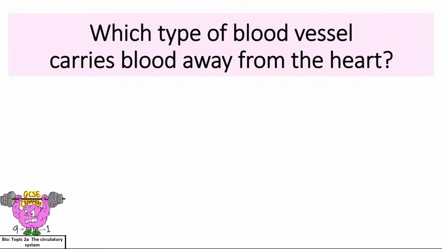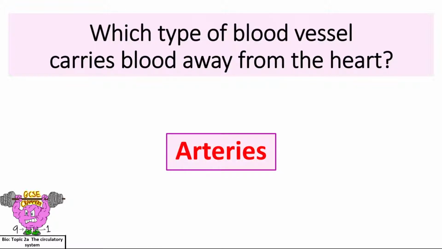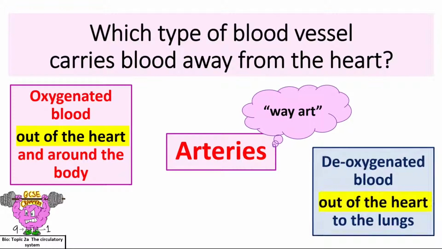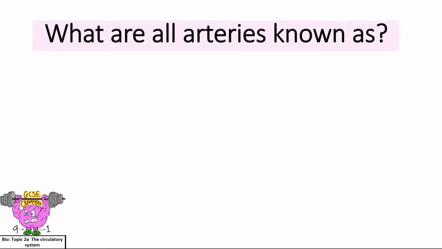Which type of blood vessel carries blood away from the heart? Arteries. Remember, arteries are the way out. Arteries take oxygenated blood out of the heart and around the body, and deoxygenated blood out of the heart to the lungs. What are all arteries known as?